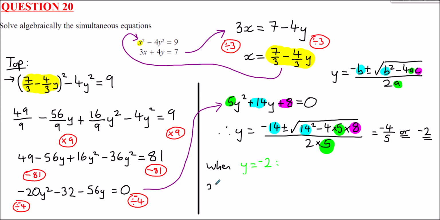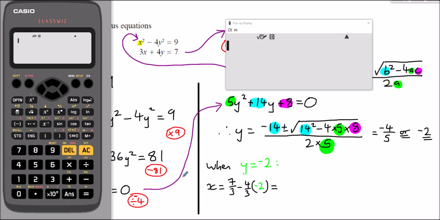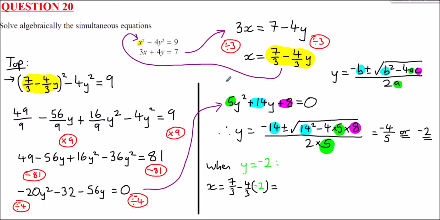So x is going to be 7/3 minus 4/3 of y, which is minus 2. That'll give us a corresponding value of x when y is minus 2. So we just have to type this in. So 7/3 minus 4/3 of minus 2. Just be careful to put the minus in. That comes out to be 5. So when y is minus 2, x is 5, and that's one solution pair.